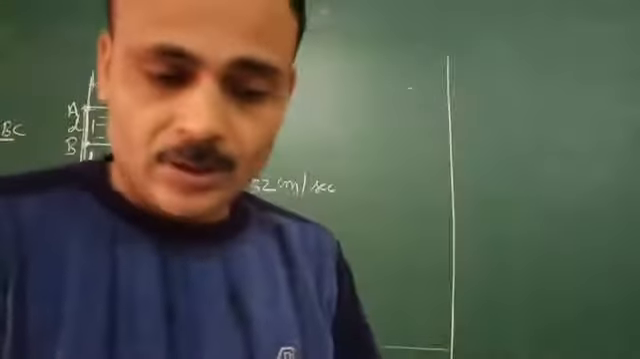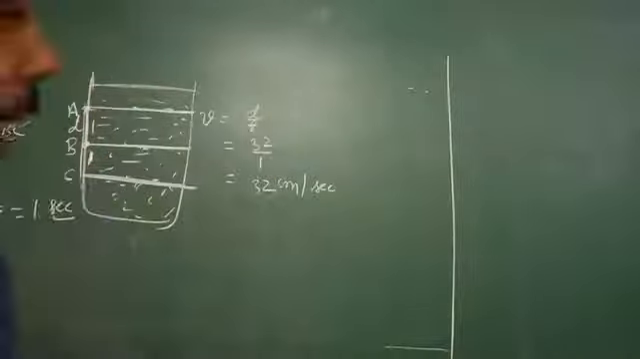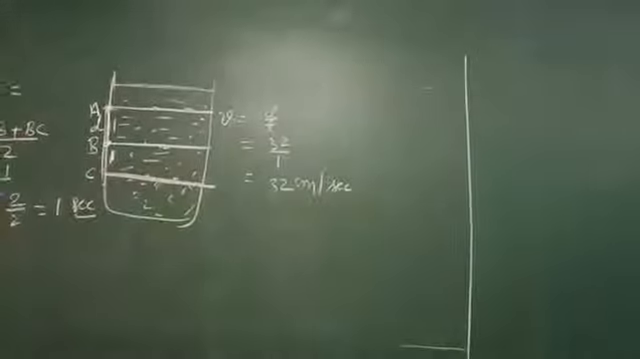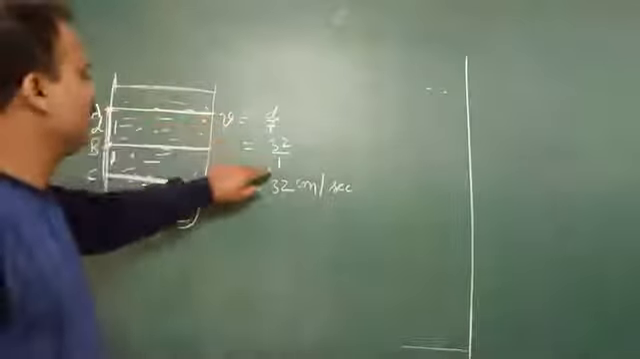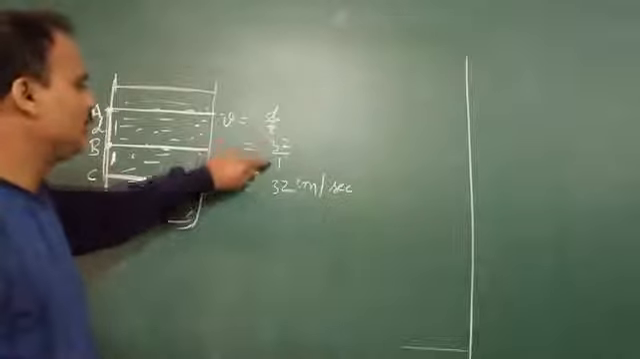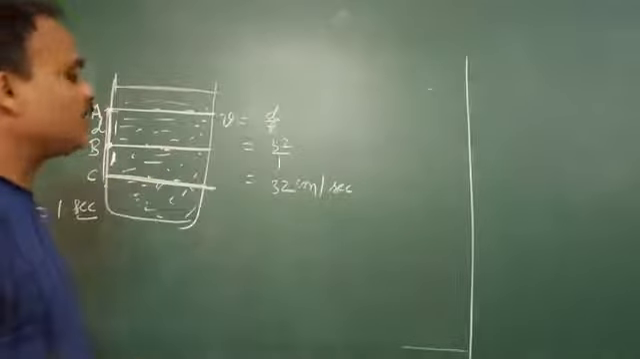Now you are seeing that d is equal to 32, and time t is equal to 1. So 32 upon 1 equals 32 centimeter per second.